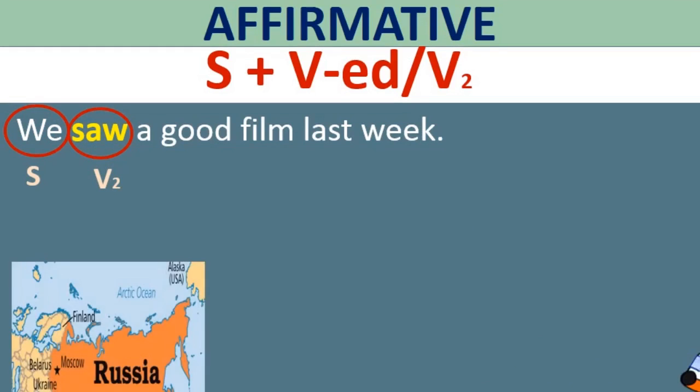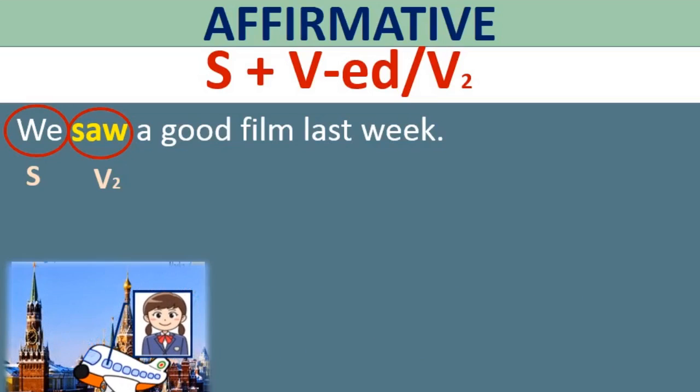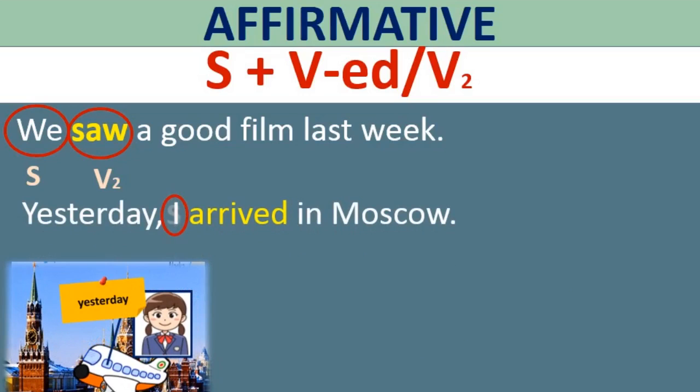Another example is, yesterday I arrived in Moscow. In this sentence, I is also the subject and arrive is a regular verb in the past form. Yesterday I arrived in Moscow.